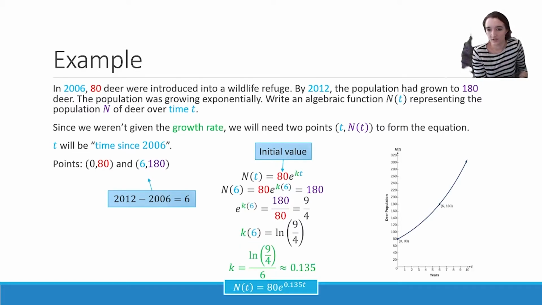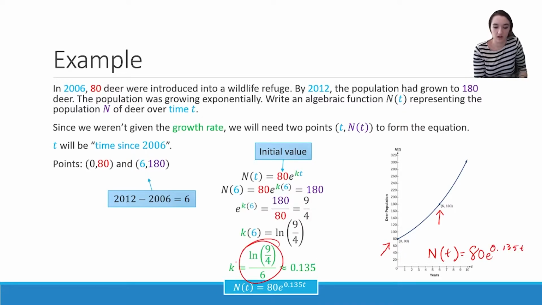Then I could graph this function and see what's going on. Again, to check your work, one way to do it is to graph it, because a lot of these types of questions will be on the graphing calculator section. So we can see we're passing by 0, 80, and we are passing by 6, 180 like we need to with the given equation. Again, that given equation being n of t equal to 80 e to the 0.135t, or more specifically, the ln of 9/4 over 6.